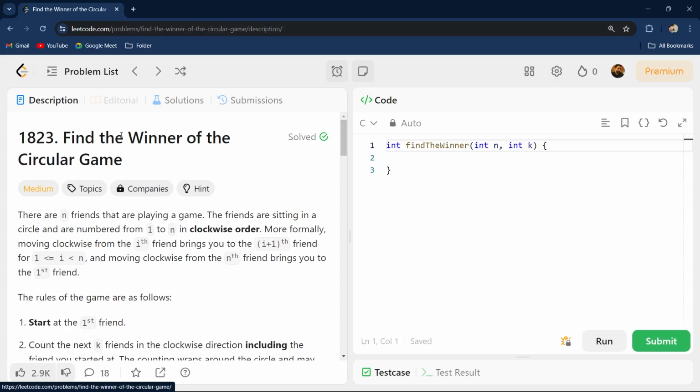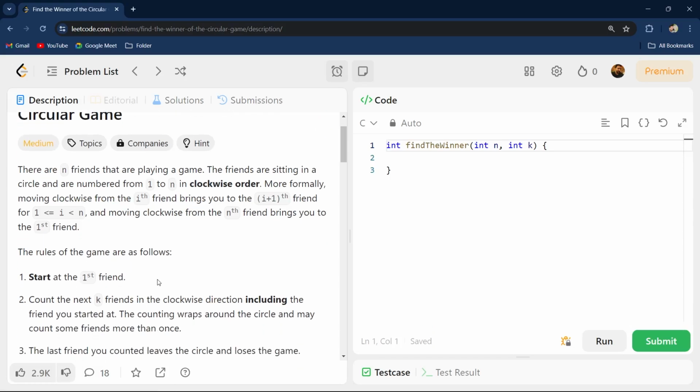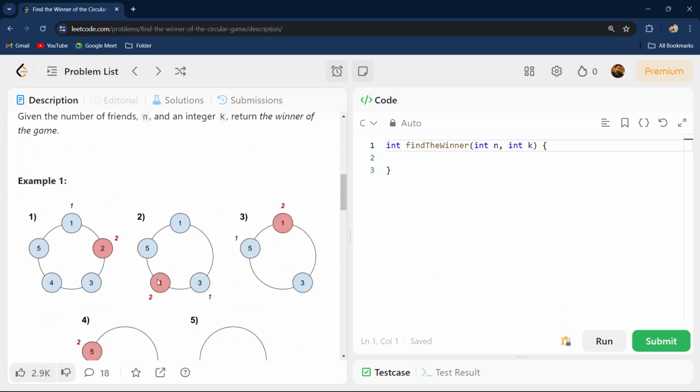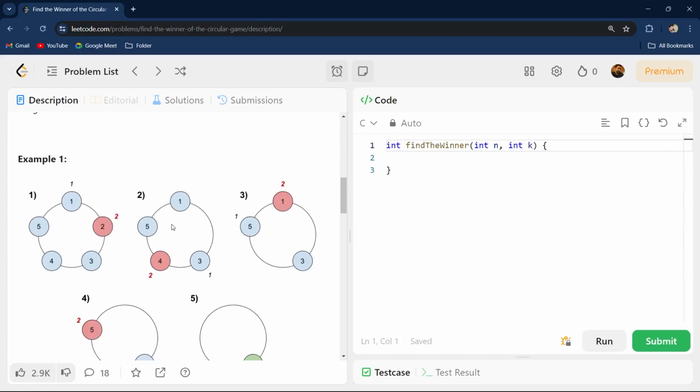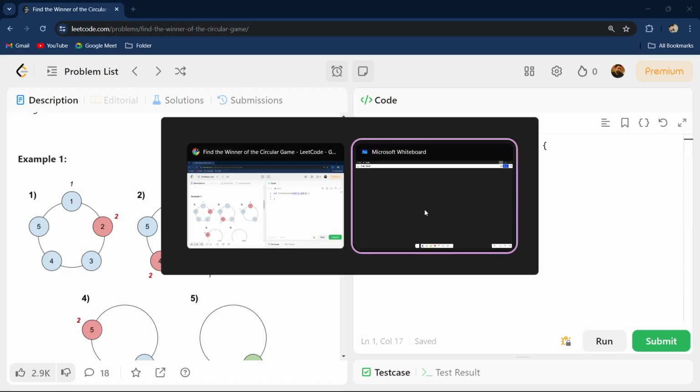Okay, so find the winner of the circular game. You can go through it and read it, pause the video and just read and understand. And in the meantime, I will also explain it to you. So here you can see it says find winner and it has two parameters, int n and int k. Okay, so let us just go to our board and try to understand better about it.